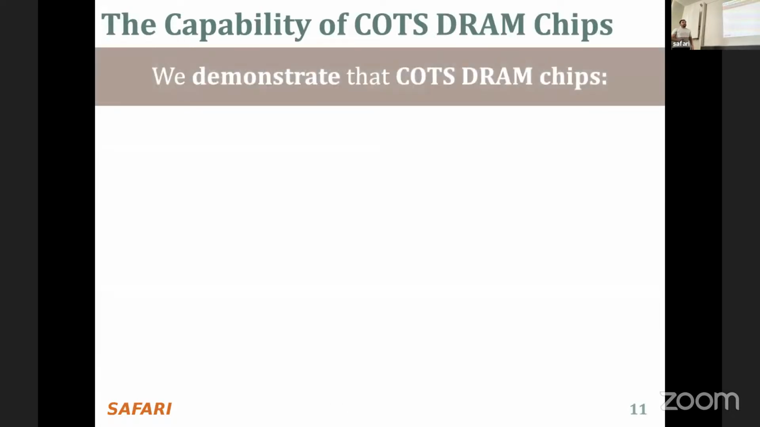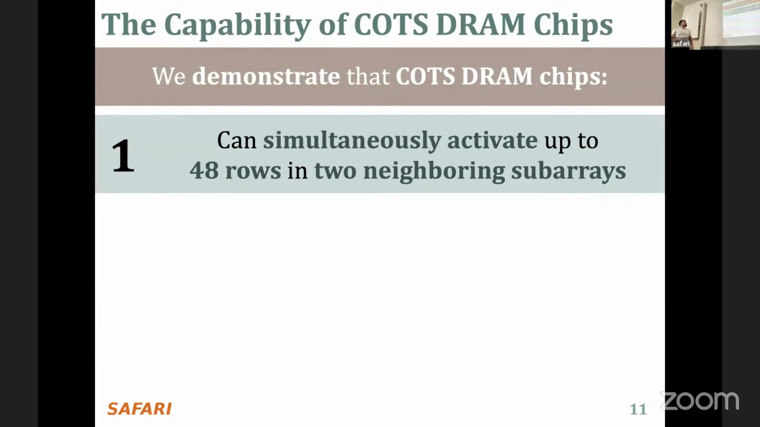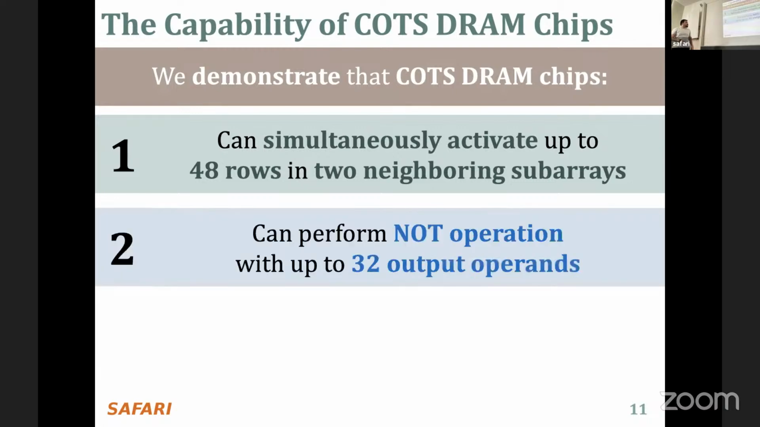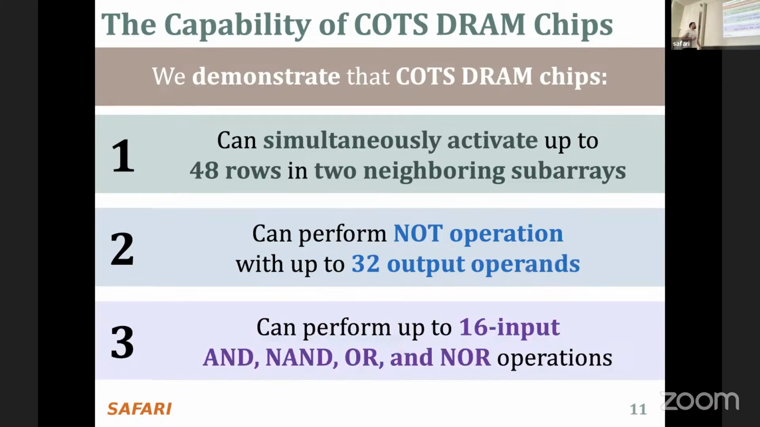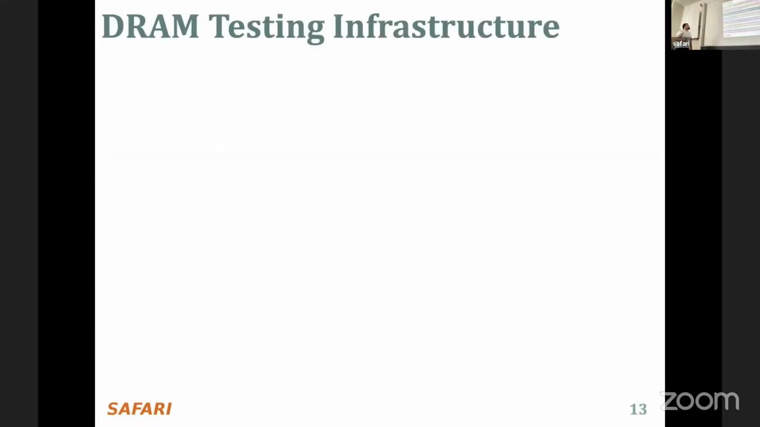In this work, we demonstrate that off-the-shelf DRAM chips can simultaneously activate up to 48 DRAM rows in 2 neighboring subarrays, and can perform NOT operation with up to 32 output operands, and we can perform up to 16-input AND or NOR operations. So here's our DRAM testing infrastructure.